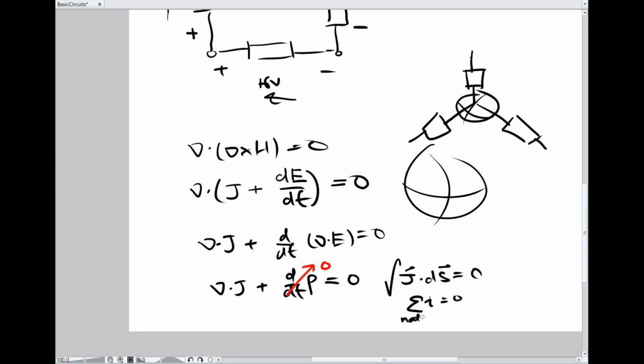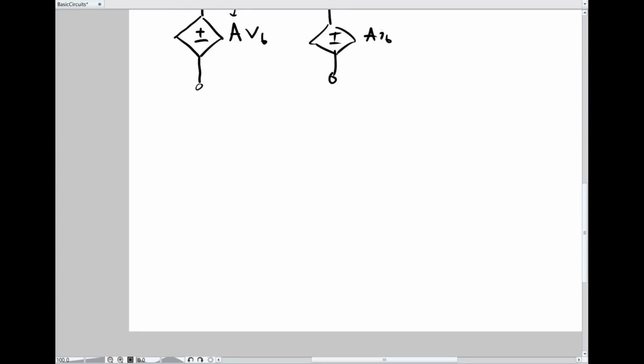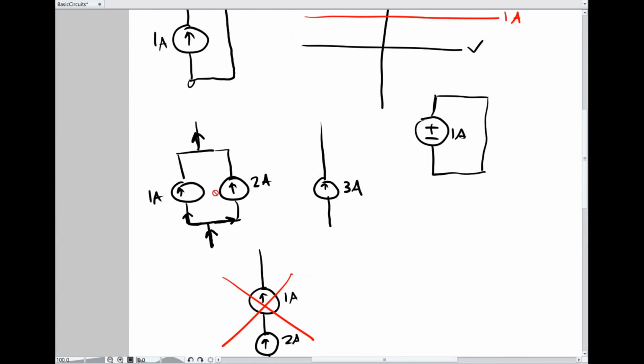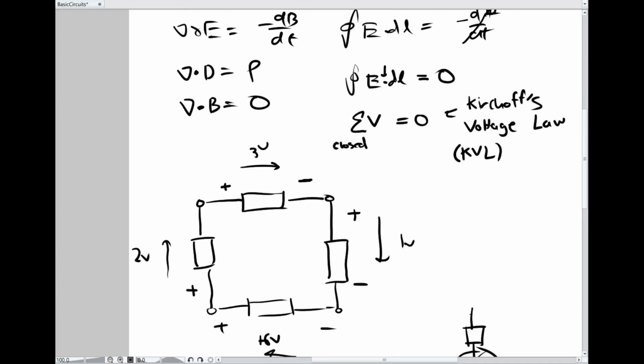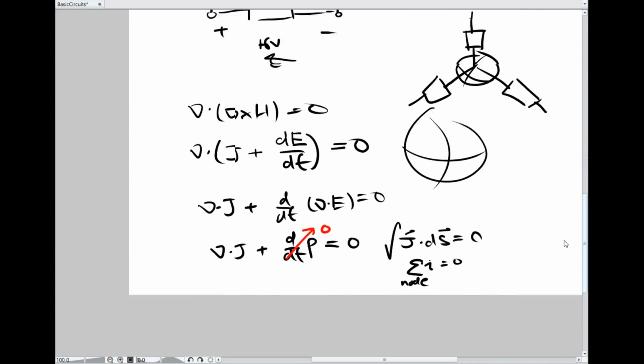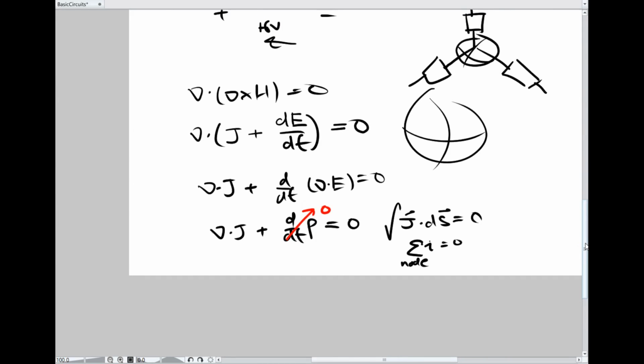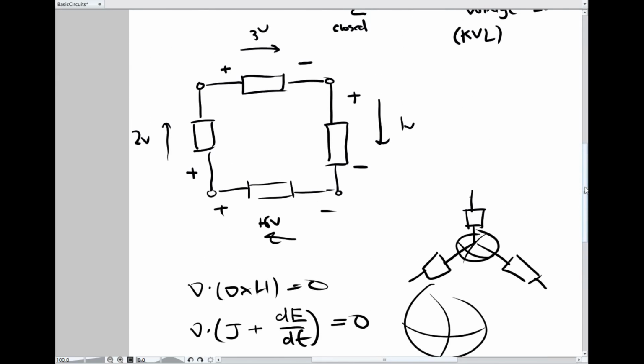So back when I was talking about independent current sources, and I was connecting them in parallel, and I was saying, okay, if 1 amp goes this way, and 2 amps goes this way, 3 amps goes this way, I was applying Kirchhoff's current law before I mentioned it. So those are Kirchhoff's laws. So now that we know Kirchhoff's laws, we can solve some basic circuits.